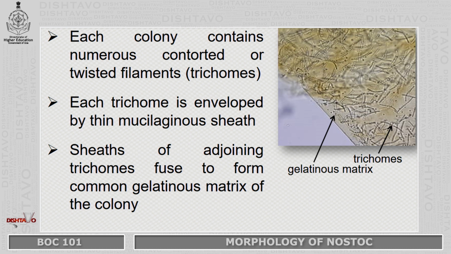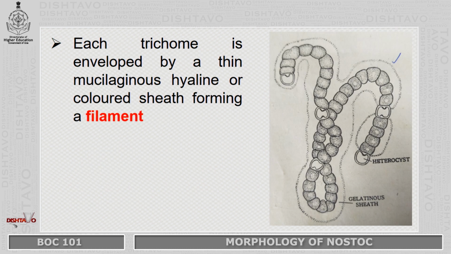They are also called trichomes, and each trichome is again enveloped in a thin mucilaginous sheath, and the sheaths of adjoining trichomes fuse to form the common gelatinous matrix of the colony. You can see here a common gelatinous matrix of the colony. So each trichome is enveloped by a thin mucilaginous hyaline or colored sheath, and the whole structure is called a filament. You can see here, this single row of cells is called a trichome, and when the trichome is enveloped in a hyaline sheath, it is called a filament.